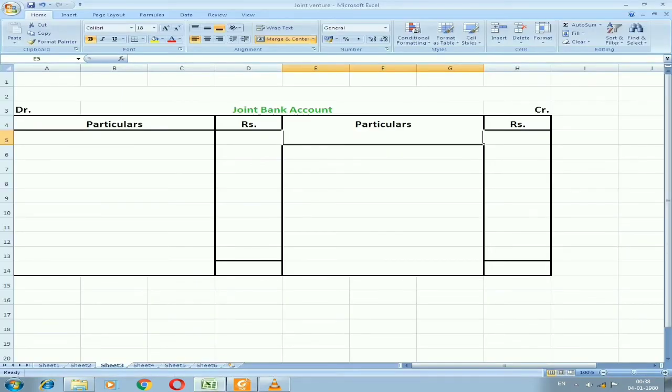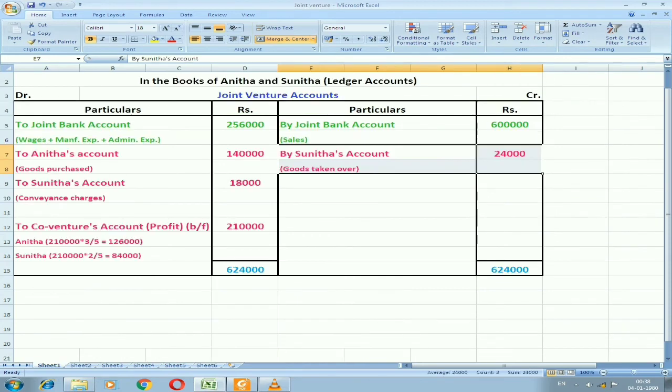So let us start. Joint bank account. The format will be the same: particulars, rupees, particulars, rupees. So let us go with the joint venture account. Start by taking whatever entries we have related to the joint bank account. Let us take that first.